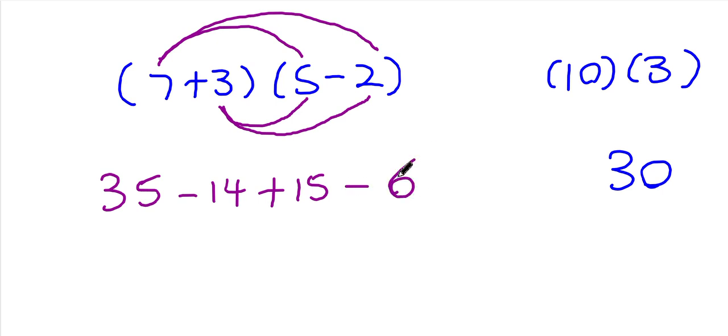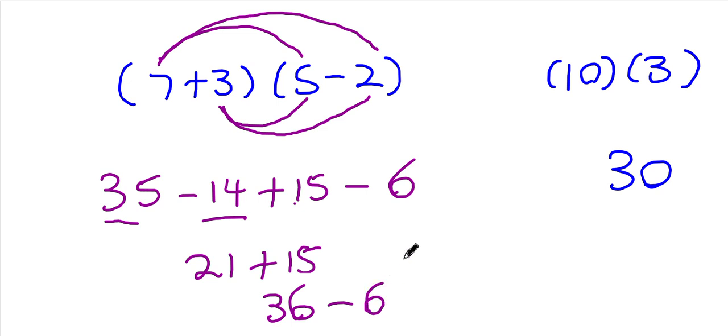Now, guess what happens when I add them all together? I'm going to get 30. You'll see in a second. 35, take 14. You can do this in your calculator if you want, but I believe that is 21. 21 plus 15, 36. 36 take 6, 30. And most of you are going, why would I ever do that? The other method was considerably easier.